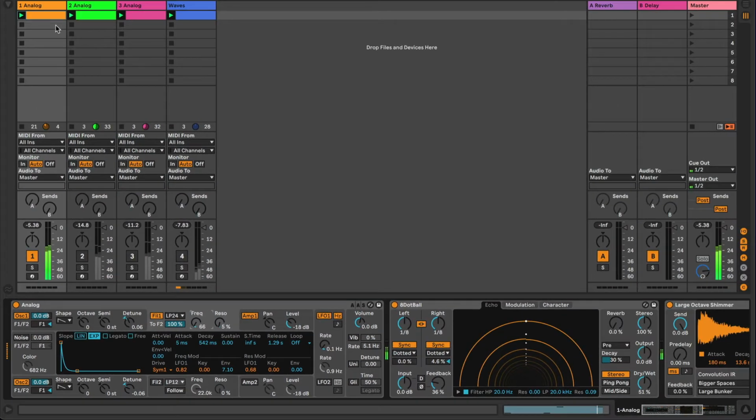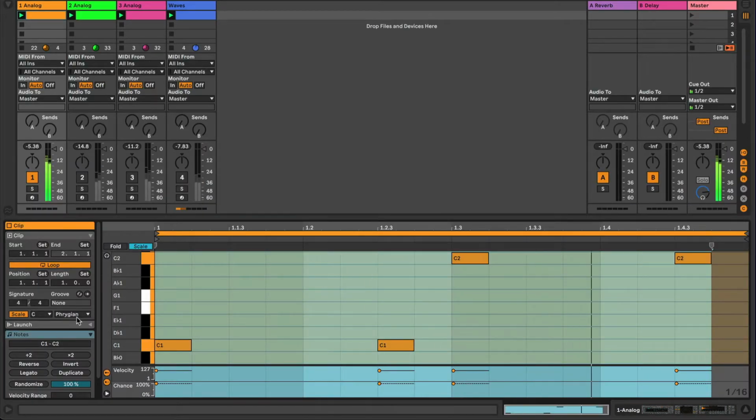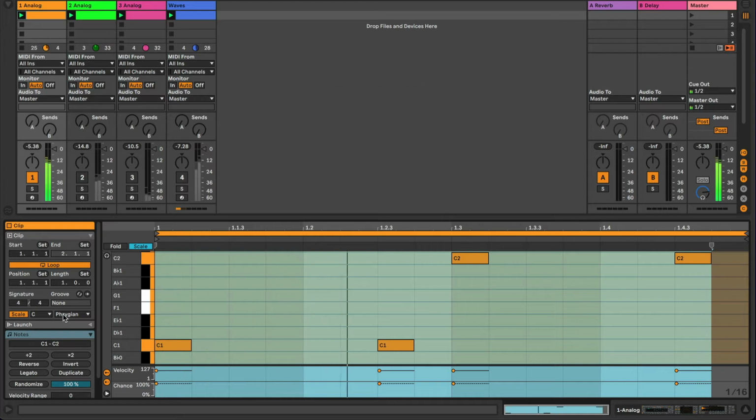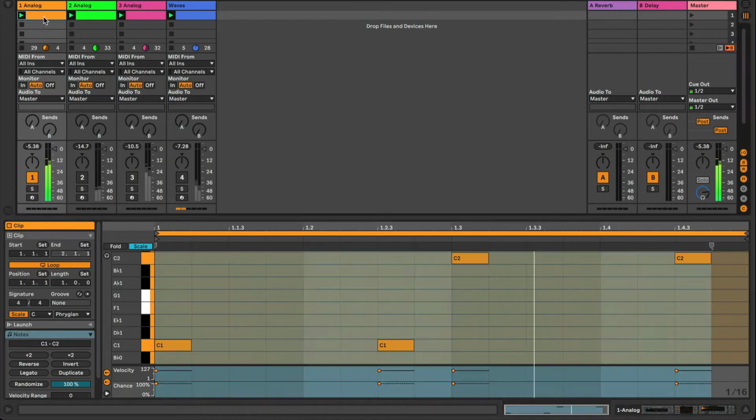Now, as far as the key we're working in, all of these clips are set to be C Phrygian. Phrygian is a mode that has a minor feel. I think it just sounds spacey to me. You'll see we're going to fit and force everything using the Ableton MIDI scale plugins into C Phrygian. But that's our bassline running.